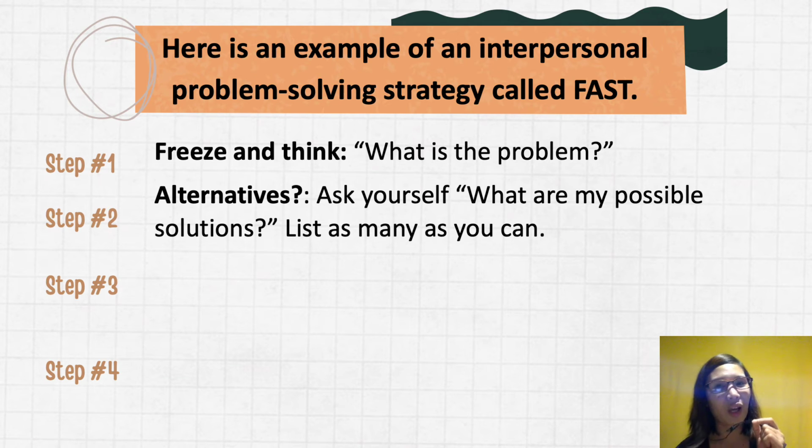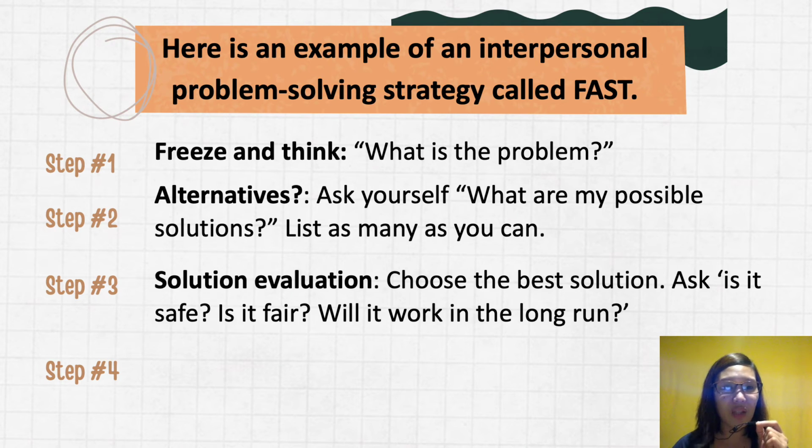If the first solution that you have thought of would not really work well. Third is solution evaluation. So I guess this is the one from the previous slides that says we have to think of the after effect or the consequence of our action. Choose the best solution. Ask, is it safe? Is it fair? Will it work in the long run? So the consequence of the action that we want to carry out later.